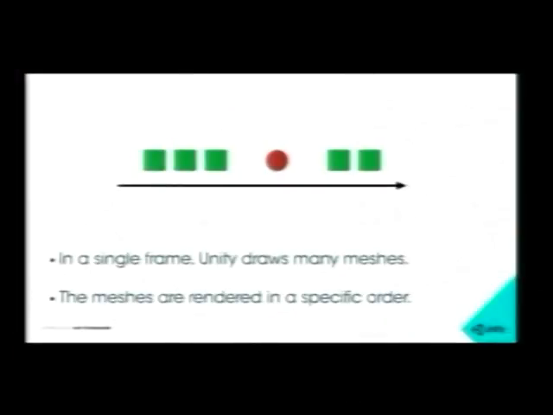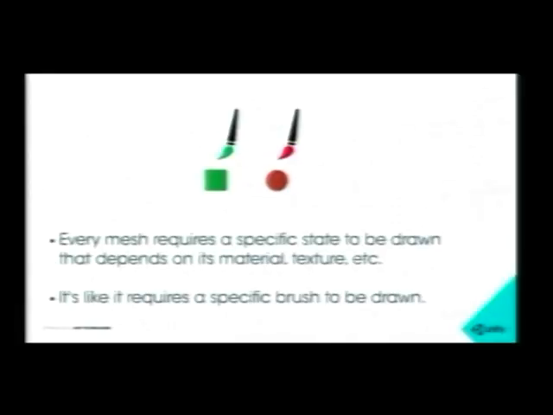Let's start this presentation by going into some terminology associated with batching. So, what is batching? When you have a scene in Unity or any other game engine, every frame it will render a number of meshes. Now these meshes are rendered in a specific order to the screen so you can see what exists in your game world. Every time you have a render call, it requires a specific state to be drawn. And this state depends on a number of things, such as the material your mesh has, the texture your mesh has, and a number of other properties.